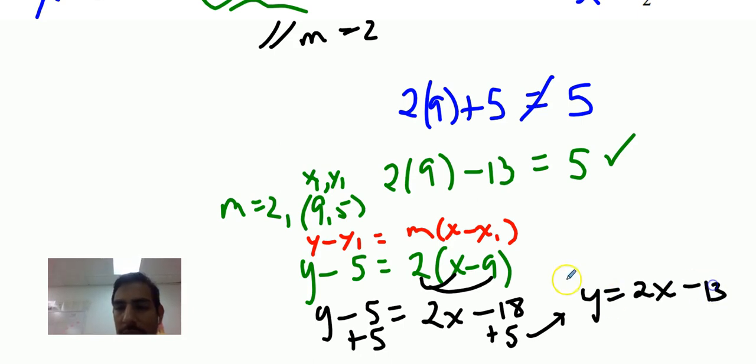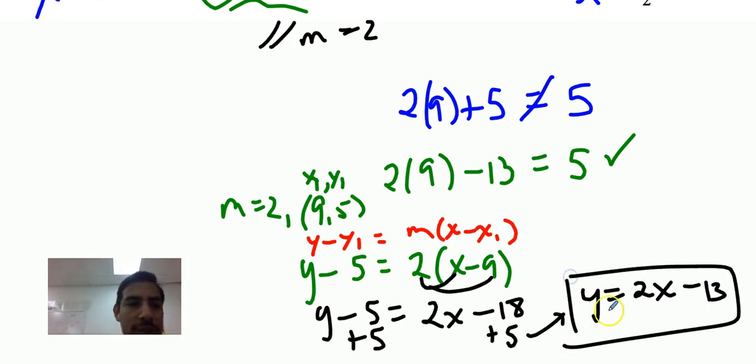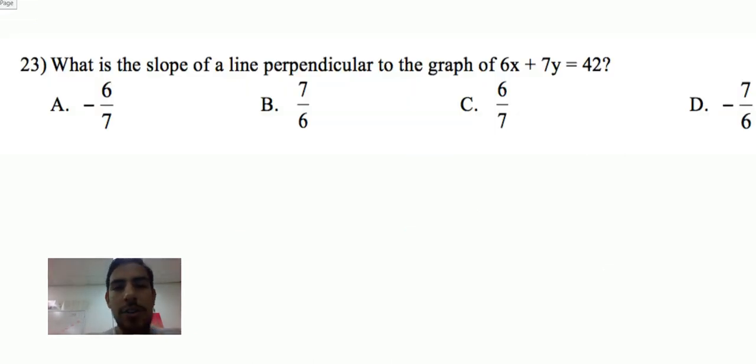And this is how you would solve the problem if you weren't trying to use the answers to your advantage. Okay, 23. The slope of a line perpendicular to the graph of 6x plus 7y equals 42. Let's get the slope of this line. Move everything over to one side. Get this in slope-intercept form.